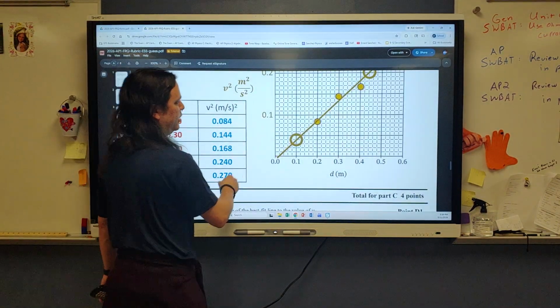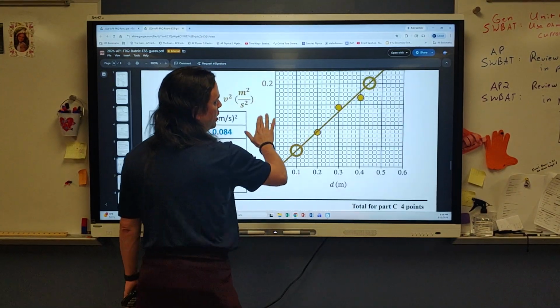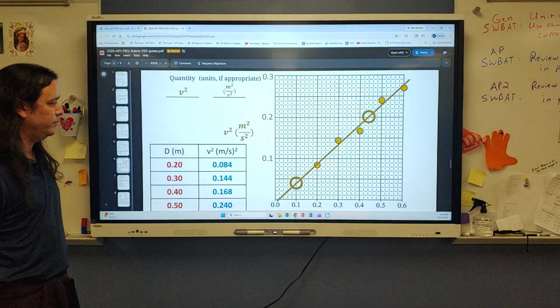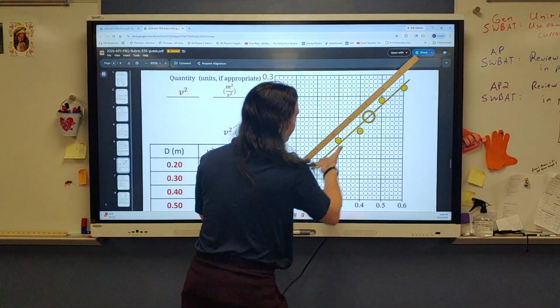Oh, it auto-capitalized that to capital D. It should be lowercase d. But here's one of my dots. Here's another, and I plotted the dots correctly with where they're supposed to go. Then I got out my ruler, and I did a best fit line.